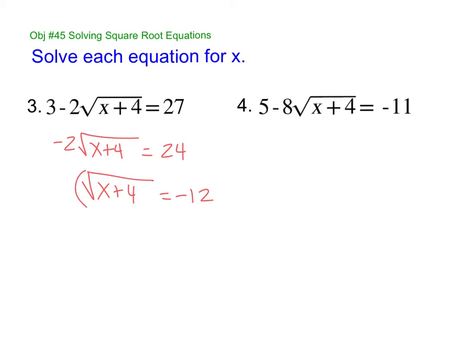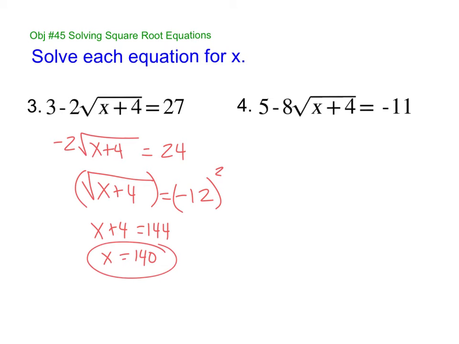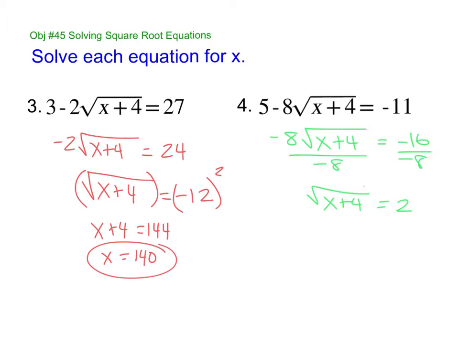Square both sides. X plus 4 equals 144. So x equals 140. Now the same thing over here. We're going to subtract first. Negative 8 times the square root of x plus 4 equals negative 16. Divide by that negative 8, square root of x plus 4 equals 2. Square both sides, x plus 4 equals 4, so x equals 0.